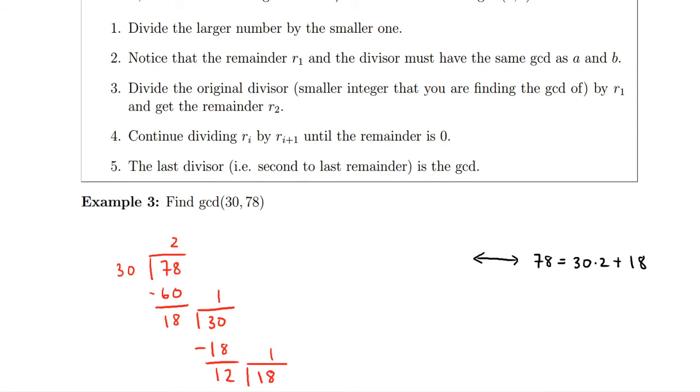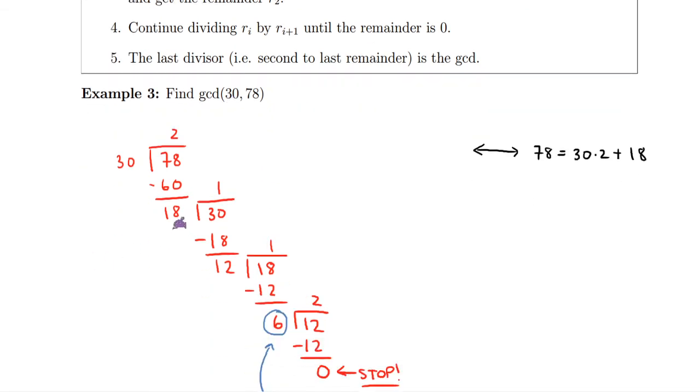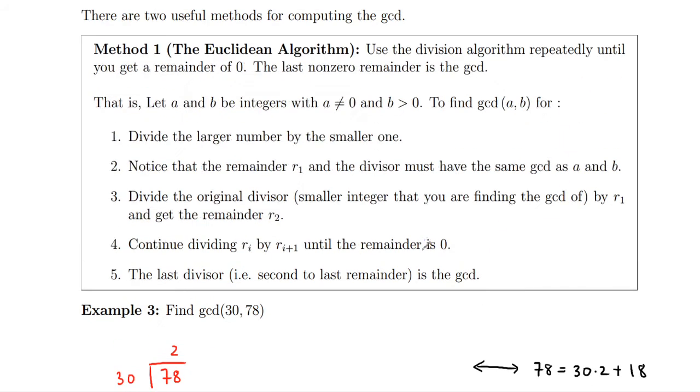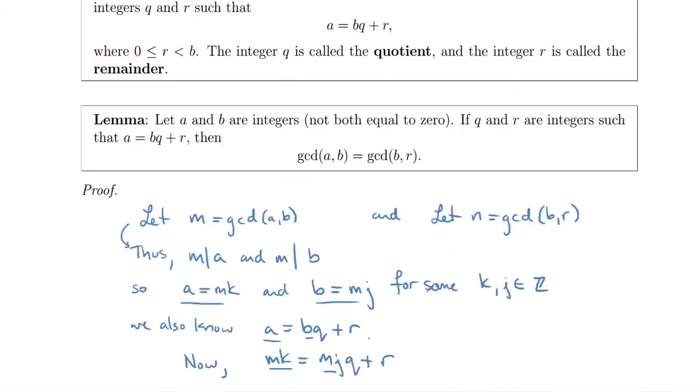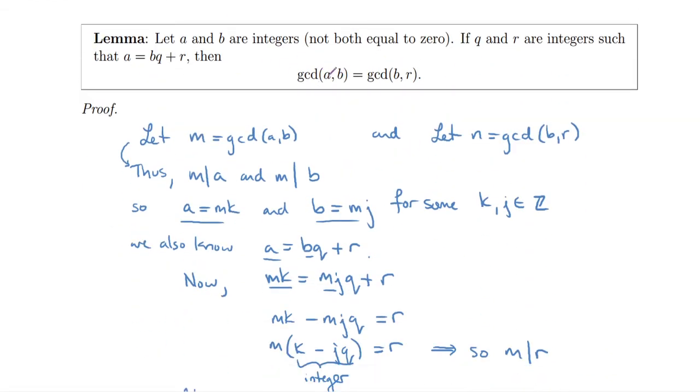Okay, so we could actually label this if you want. Here, let me label this. So this is like your R1. R1 and the divisor must have the same GCD as A and B. Well, that's what this previous theorem said. Or well, it was called a lemma. But the GCD of A and B is actually the same as the GCD of B and R.